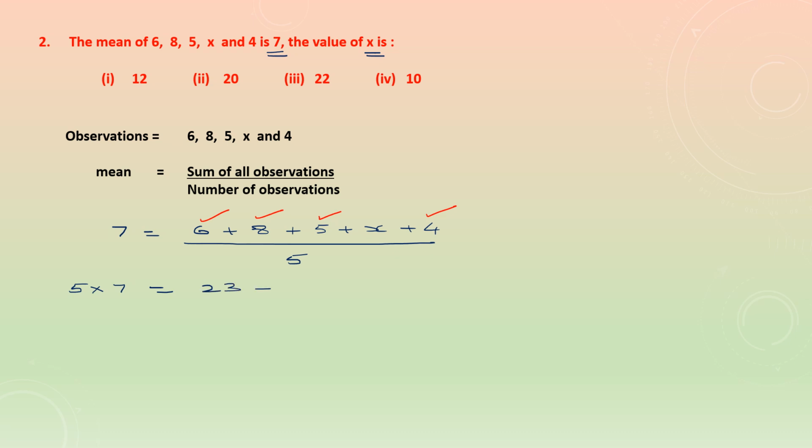So 23 plus x. Now to find the value of x, we say x is equal to, 5 into 7 is 35, and we move this 23 away from x and put it along with 35. Because it is plus here, when it goes to the other side, it becomes minus. So 35 minus 23. The value of x is 35 minus 23, which is 12. So we have found our answer. The value of x is 12 and that is option 1. Option 1, 12 is our answer.